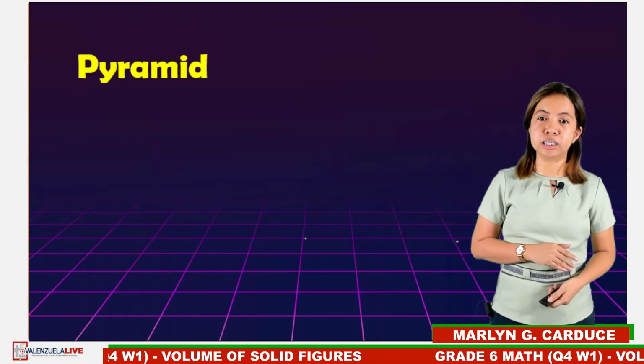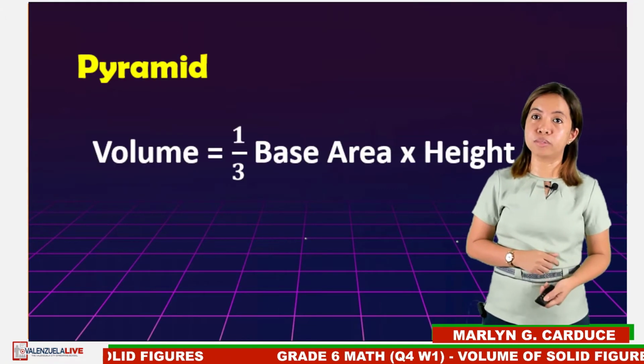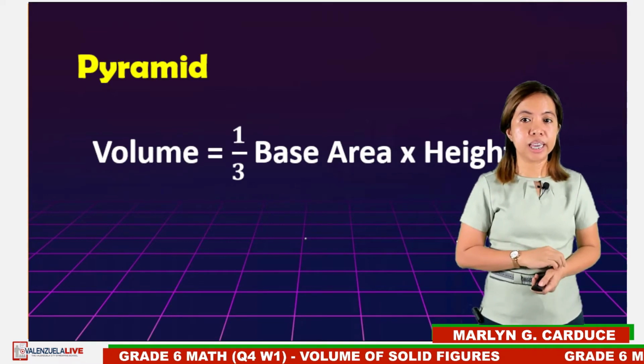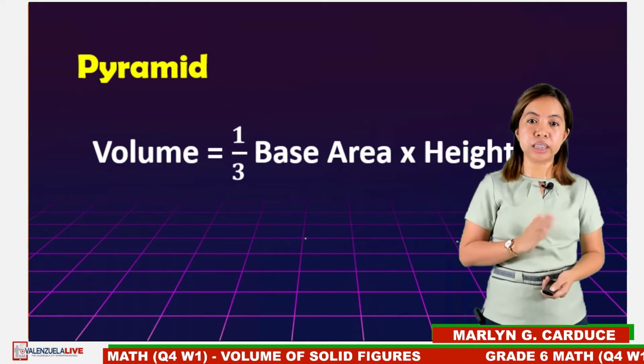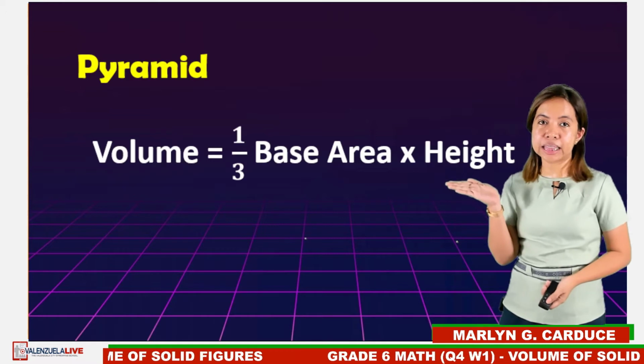So this result leads to the formula in solving for the volume of a pyramid. So to solve for the volume of the pyramid, that is 1/3 the product of the area of the base and the height.